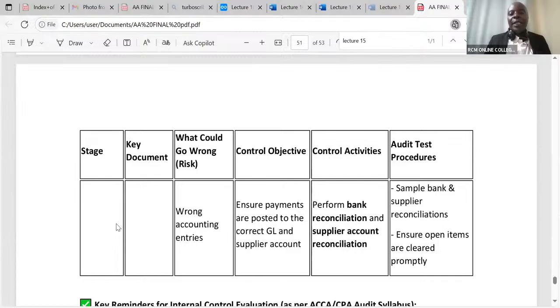So anything else that could go wrong? Wrong accounting entries. The control objective here will be to ensure payments are posted to the correct general ledger and the supplier account. Control activity will be to perform bank reconciliations, because here we are involved in issues to do with payments. So you do bank reconciliations and supplier account reconciliations. As an auditor, I will obtain sample bank and supplier reconciliations. And of course, always ensure open items are cleared promptly.